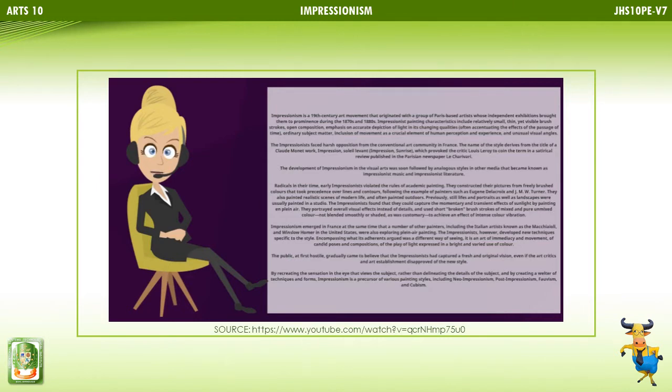The Impressionists faced harsh opposition from the conventional art community in France. The name of the style derives from the title of a Claude Monet work, Impression, Soleil Levant, Impression, Sunrise, which provoked the critic Louis Leroy to coin the term in a satirical review published in the Parisian newspaper Le Charivari. The development of Impressionism in the visual arts was soon followed by analogous styles in other media that became known as Impressionist music and Impressionist literature.